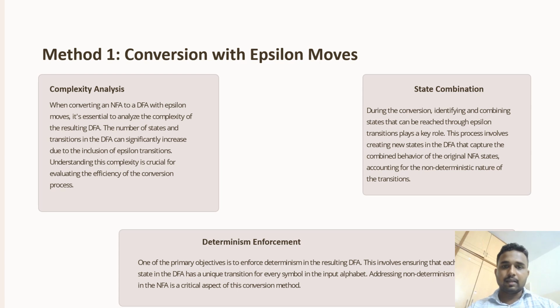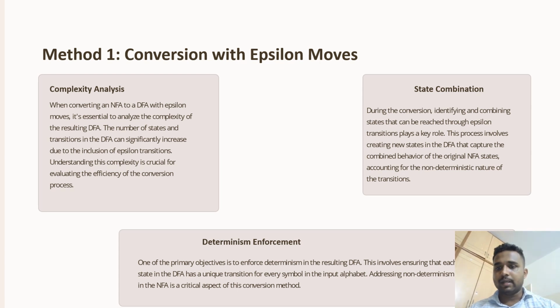Method 1: Conversion with epsilon moves. Complexity analysis. When converting an NFA to a DFA with epsilon moves, it is essential to analyze the complexity of the resulting DFA. The number of states and transitions in the DFA can significantly increase due to the inclusion of epsilon transitions. Understanding this complexity is crucial for evaluating the efficiency of the conversion process.